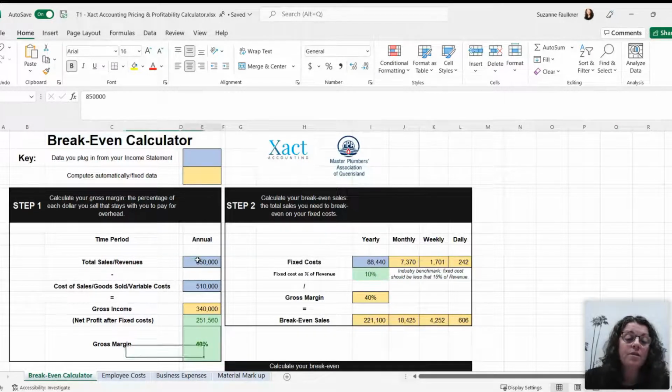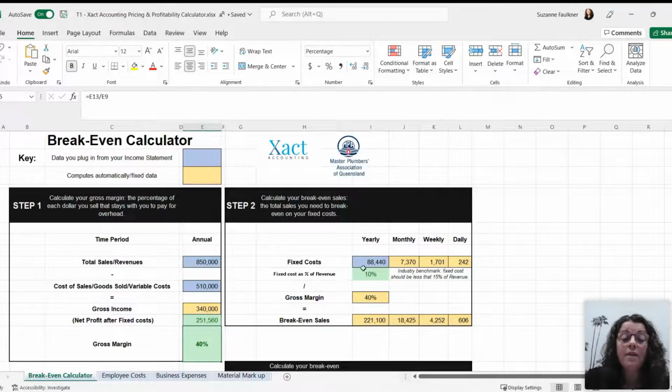So again, we've used the 850,000 turnover as an example. We've said that our cost of goods sold in this case is 510. So that's our labor costs and other variable costs that go into generating that revenue. And that's giving us a gross margin of 40%, which is what we think is typical for most businesses in the plumbing space. So that's giving us gross income of 340.